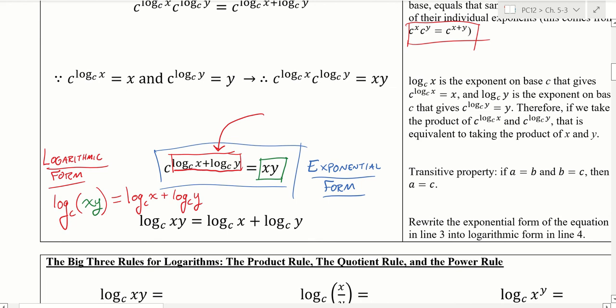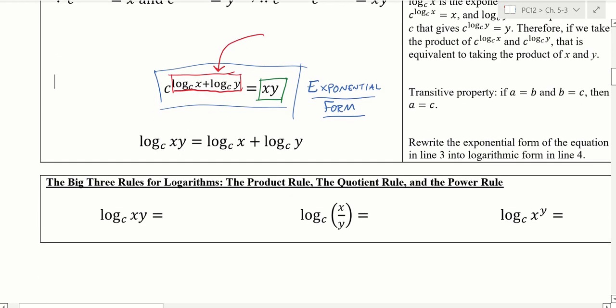And that's where we get this last line here, right? This logarithmic form of this exponential form is really just this last line. Log base c of x times y equals log base c of x plus log base c of y. And that's what we have here, right? So that's how we get this product rule for logarithms.